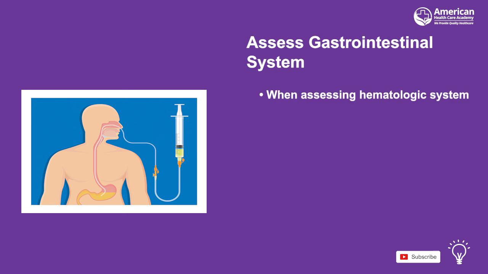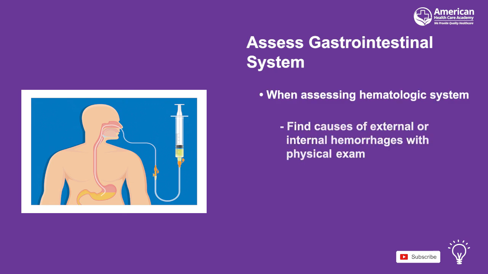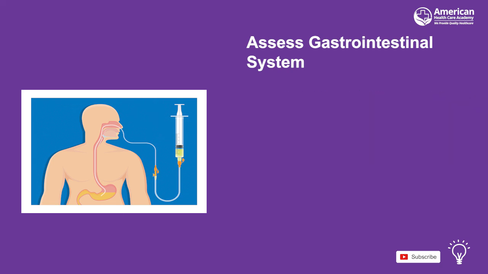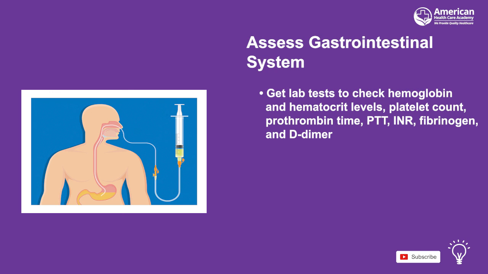When assessing the hematologic system in the child, find the causes of external or internal hemorrhages with a physical examination. Check skin for pallor, petechia, or bruising. Get lab tests to check hemoglobin and hematocrit levels, platelet count, prothrombin time, PTT, INR, fibrinogen, and D-dimer.